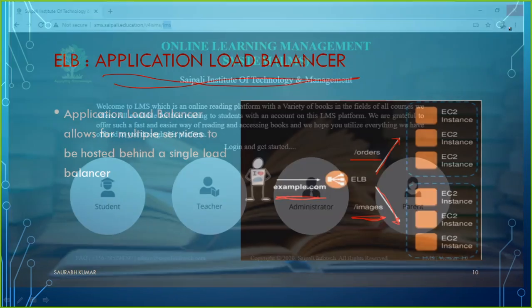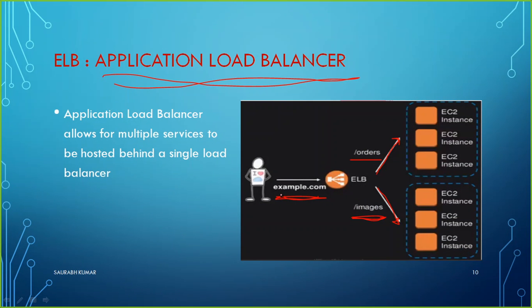This is what I am trying to explain here: on the same site you may have separate areas, /orders, /images, and for each you can have multiple instances running to manage it. Maybe the whole online exam system is running on these 3 instances, and the online LMS learning management portal is running on this one. This way we are able to use an application load balancer. An application load balancer allows multiple services to be hosted behind a single load balancer. You have a single load balancer here.